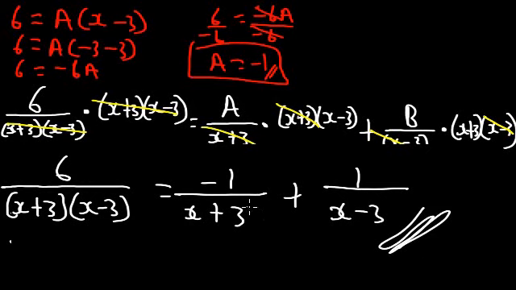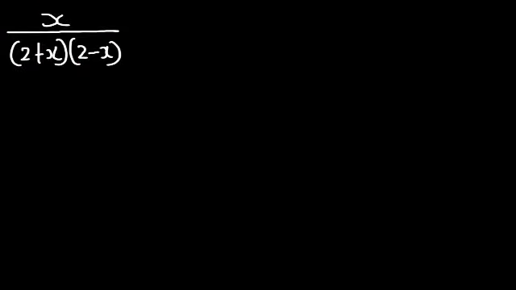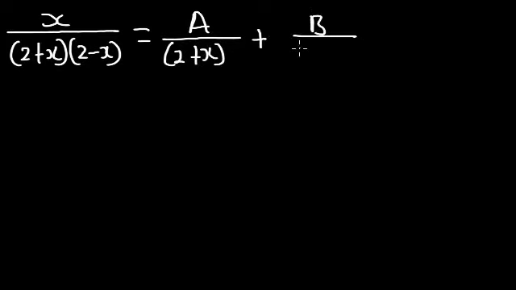If you want to be sure of your answer, you can combine these two fractions by adding them. You should eventually have this. And that's how it works. Example 2. Feel free to pause the video and check this question out yourself. So just like before, let's set it equal to a divided by the first term, which is 2 plus x, plus b divided by the second term, which is 2 minus x.